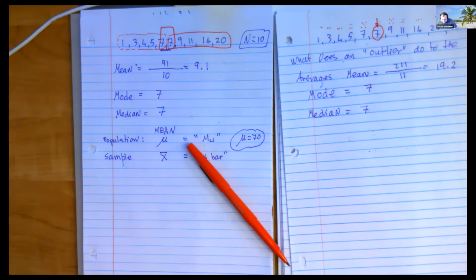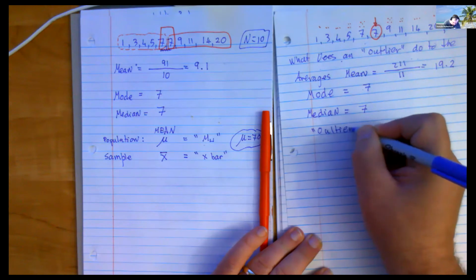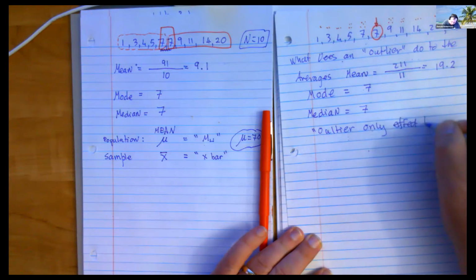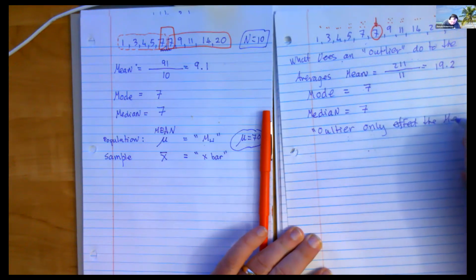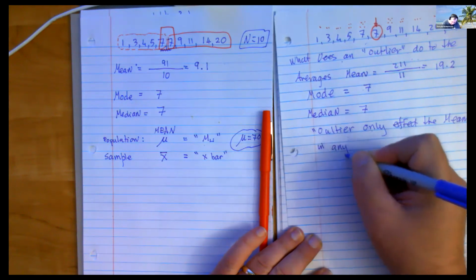So what is the effect of an outlier? Typically, outliers only affect the mean in any substantial way.